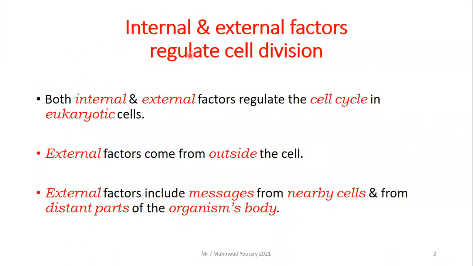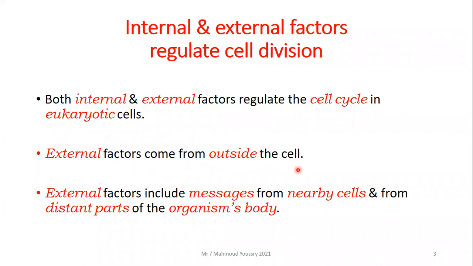The first step, internal and external factors regulate cell division. Both internal and external factors regulate the cell cycle in eukaryotic cells. And keep in your mind that the eukaryotic cells are the cells that have nucleus and membrane-bound organelles.